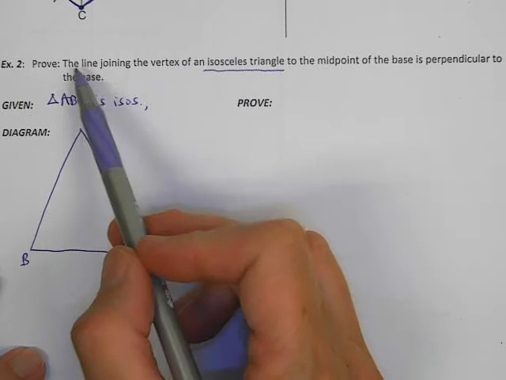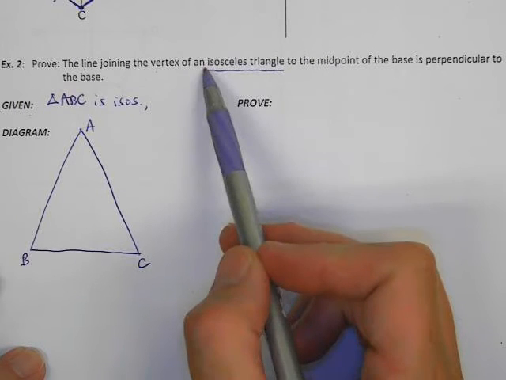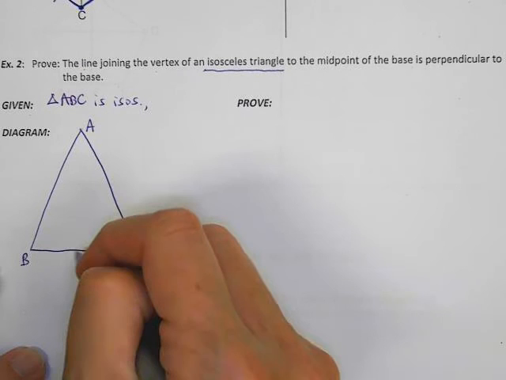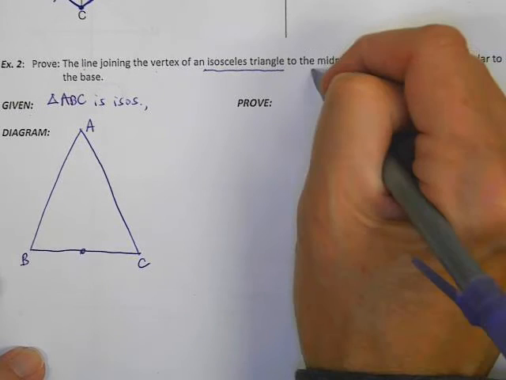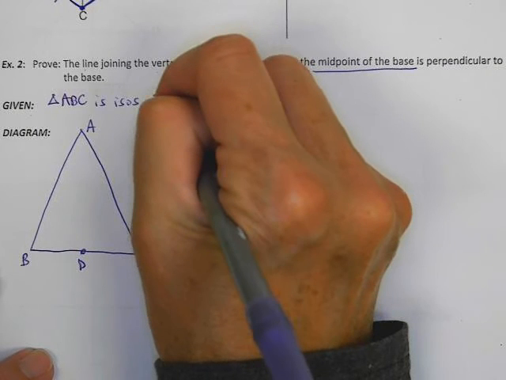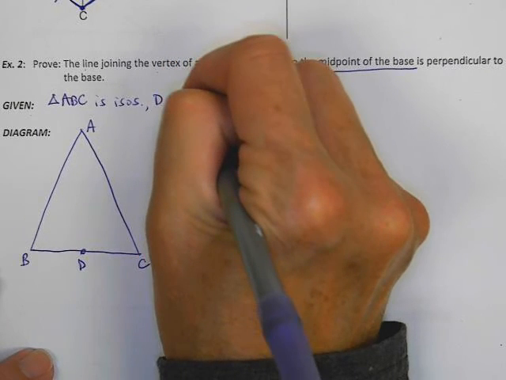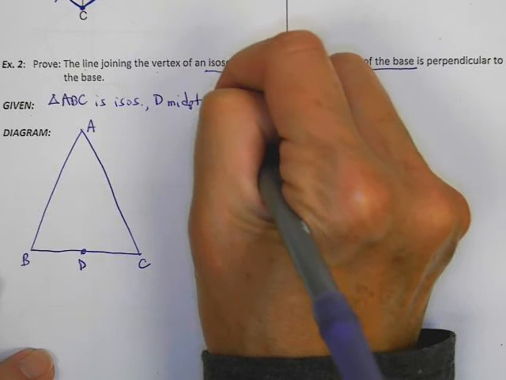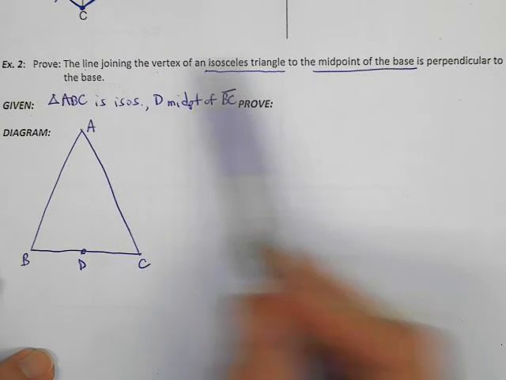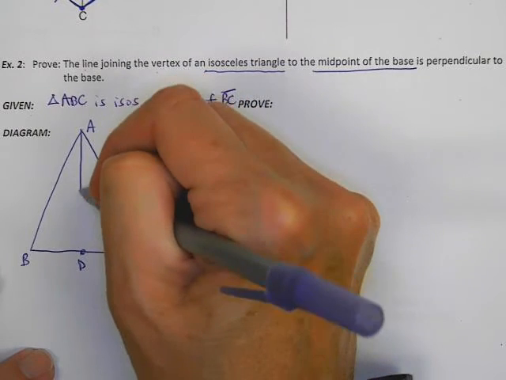All right, and it says the line joining the vertex to the midpoint of the base. Well, this is my base, so I better put a midpoint of the base on my diagram. I'm going to call that D. So I know D is the midpoint of BC, and I need the line joining the vertex to the midpoint, so I better connect that.